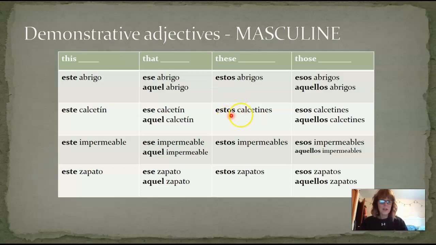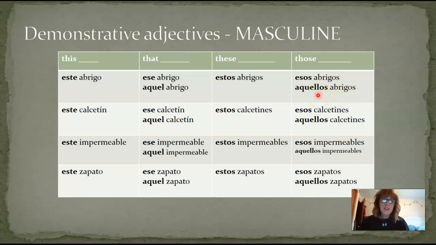These socks, estos calcetines, repitan. Estos impermeables. Estos zapatos. Okay, now I really don't like estos abrigos. I prefer those, just a little bit farther away. Esos abrigos, repitan. Look what just happened. The T, we got that out of there. We took it out, and now it's the same word, just minus the T. Just the same thing that we did over here. Just take the T out. Esos abrigos. And then aquellos abrigos. Repitan.